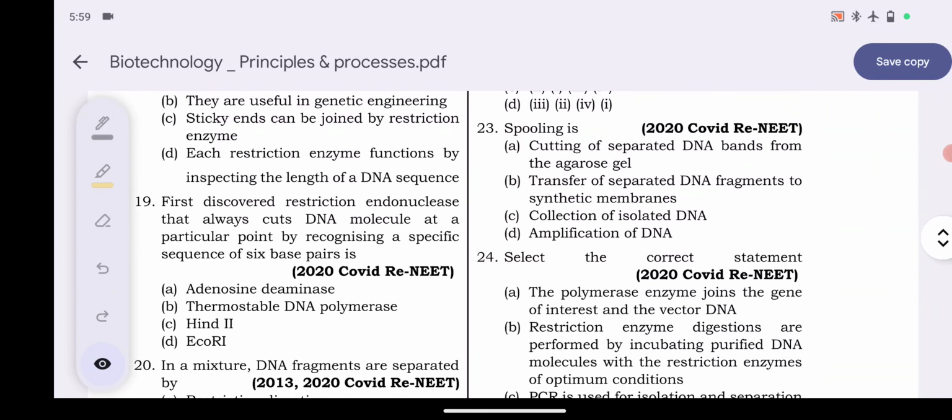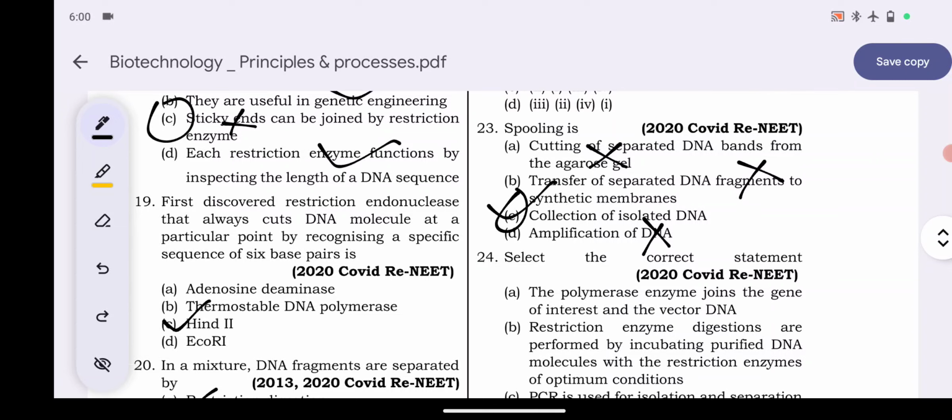Question number 23. Spooling is. Spooling क्या होता है? Option A, cutting of separated DNA band from the agarose gel. Wrong one. Transfer of separate DNA fragments to synthetic membranes. This one also wrong. Collection of isolated DNA. Correct one. Amplification of the DNA. Wrong one. So C option is the correct answer.